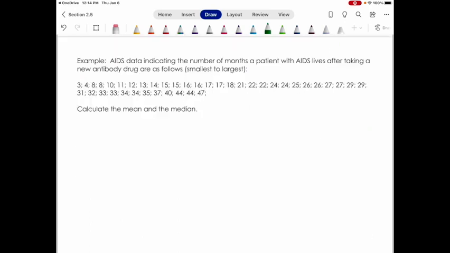Okay, let's go through our first example here. It says, AIDS data indicating the number of months a patient with AIDS lives after taking a new antibody drug are as follows. And it's listed here for us from smallest to largest, which is nice. And we have to calculate the mean and the median. So the mean would be if I take all of those data values, so I'll label these as my xi's, and I add them up, and then I divide by the number of values that we have, which in this case is 40.